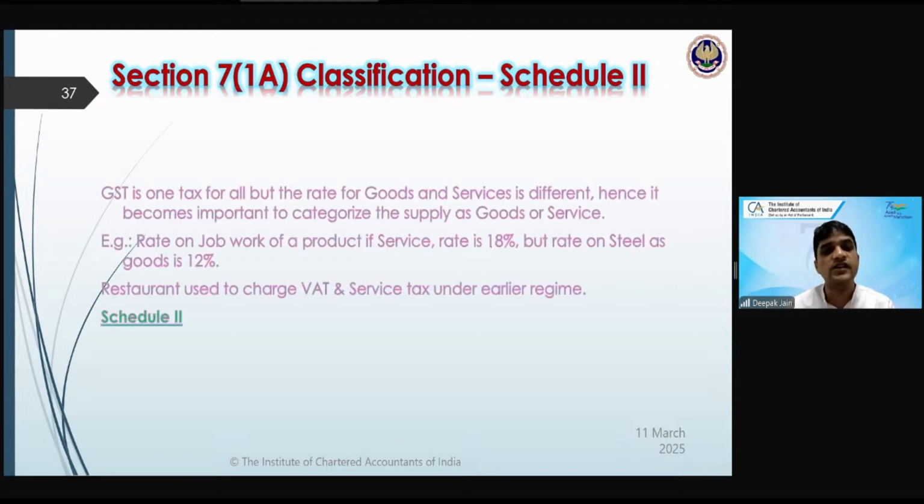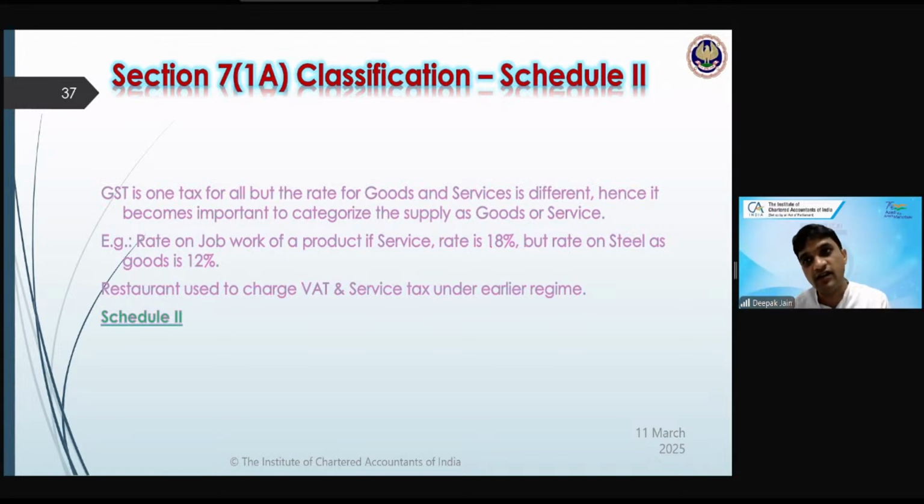Now GST law says that whether software is goods or services, we don't know. There is a confusion. So we don't know whether the GST rate for goods has to apply or the GST rate for services has to apply. And in case of job working, the rate for job work on a product, if the service rate is 18%, but the rate on steel, suppose I have a steel rod, I'm sending it to a job worker.